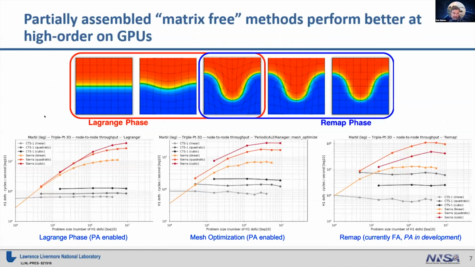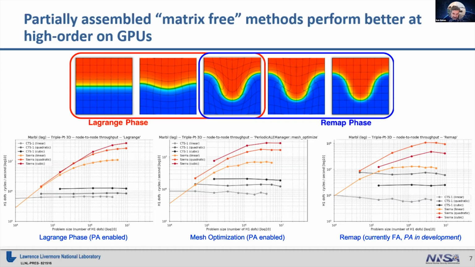So in MARBL, we utilize a higher order ALE algorithm. ALE has 3 phases. You solve the fluid conservation equations on a moving mesh. That's the Lagrange phase. Then you change the mesh through some mesh optimization procedure, and then you must conservatively and monotonically remap your field variables onto that new mesh. So those 3 phases together, Lagrange phase, remesh, and remap, comprise ALE. And we've been pushing really hard on using matrix-free partial assembly methods for each of these phases.